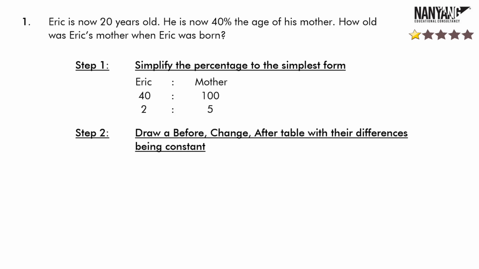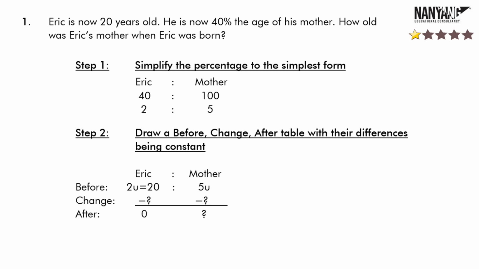Next, we draw a before change after table with their difference being constant. Now let's write down Eric before 2 units equals 20 and his mother 5 units. The change is unknown for now until Eric reaches 0 years old and his mother's age is currently unknown. But we know for sure that the difference is 5 units minus 2 units, 3 units for before. And that's actually true for the rest of their lives.